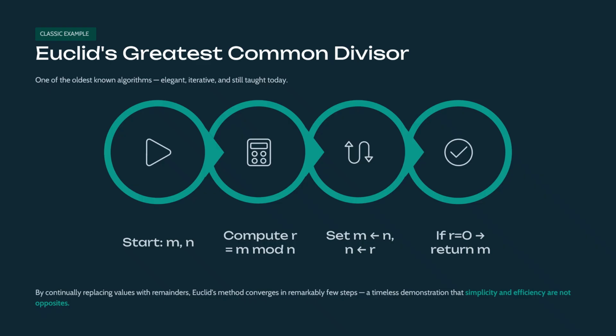At that point, the current divisor is the greatest common divisor. For example, to find the GCD of 48 and 18. 48 divided by 18 leaves remainder 12. 18 divided by 12 leaves remainder 6. 12 divided by 6 leaves remainder 0. Therefore, the GCD is 6. This algorithm is remarkable because it solves the problem very efficiently using only a few simple operations.